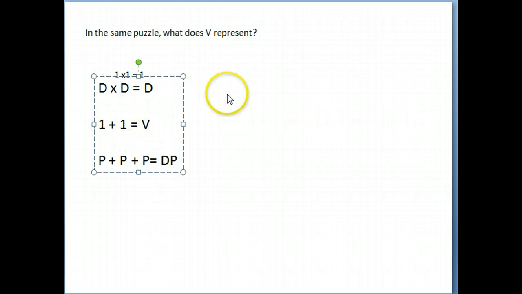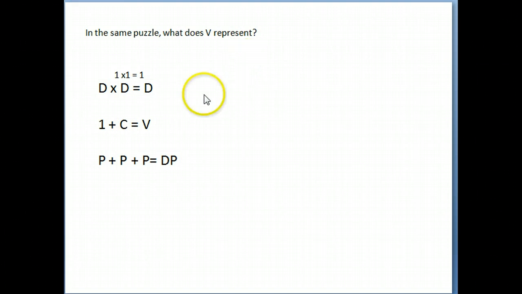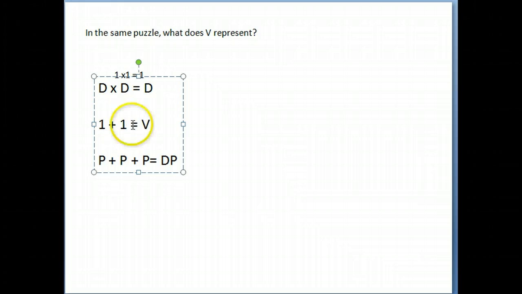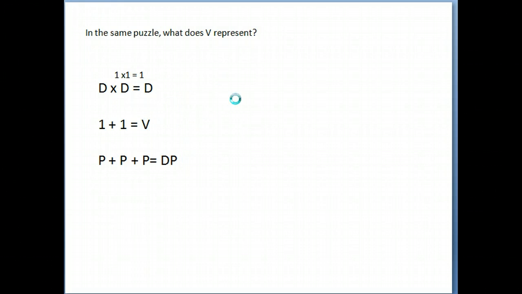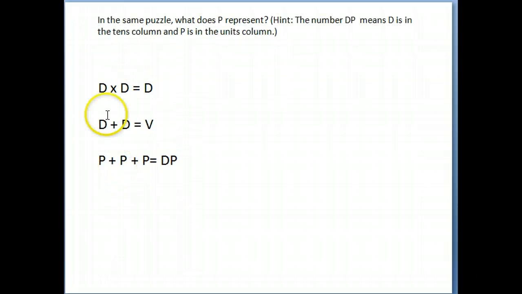Well, 1 plus 1 is? I hope you said 2. Okay, so knowing that, whoops, sorry about that. Knowing that D was 1 helped us to solve the fact that this 1 plus 1 would make V 2. So we know that V is 2. Okay, so we're continuing to solve the puzzle. The only one other number we have to find out is P.